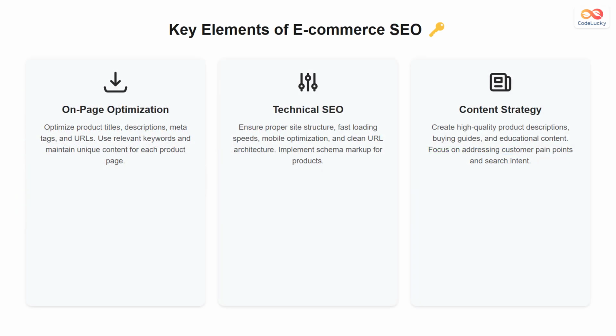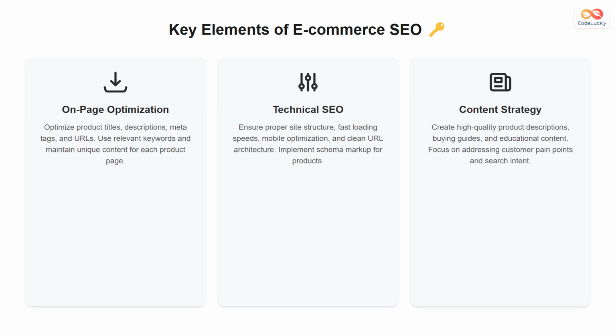The key elements of e-commerce SEO are on-page optimization, technical SEO, and content strategy. On-page optimization involves optimizing product titles, descriptions, meta tags, and URLs. Use relevant keywords and maintain unique content for each product page. Technical SEO involves ensuring proper site structure, fast loading speeds, mobile optimization, and clean URL architecture. Also, implement schema markup for products.